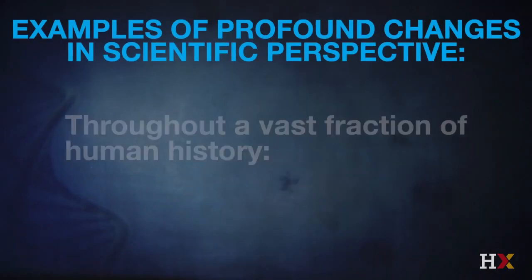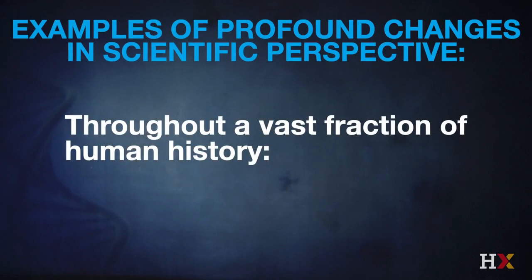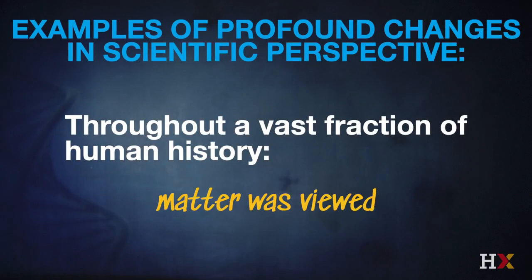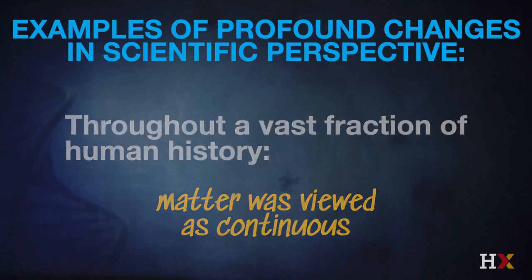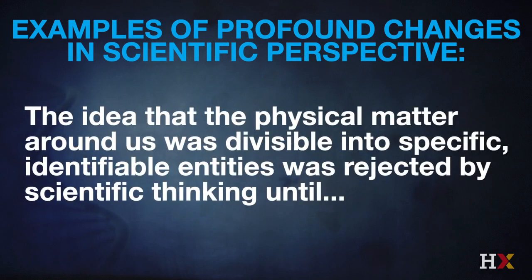So we come then to the fact that through all of human history until the late 18th and early 19th century, matter was viewed as continuous. And the idea that physical matter around us was divisible into specific identifiable entities was rejected by scientific thinking until, as we will see, the year 1808, which was the crucial year that determined the future of all modern chemistry.